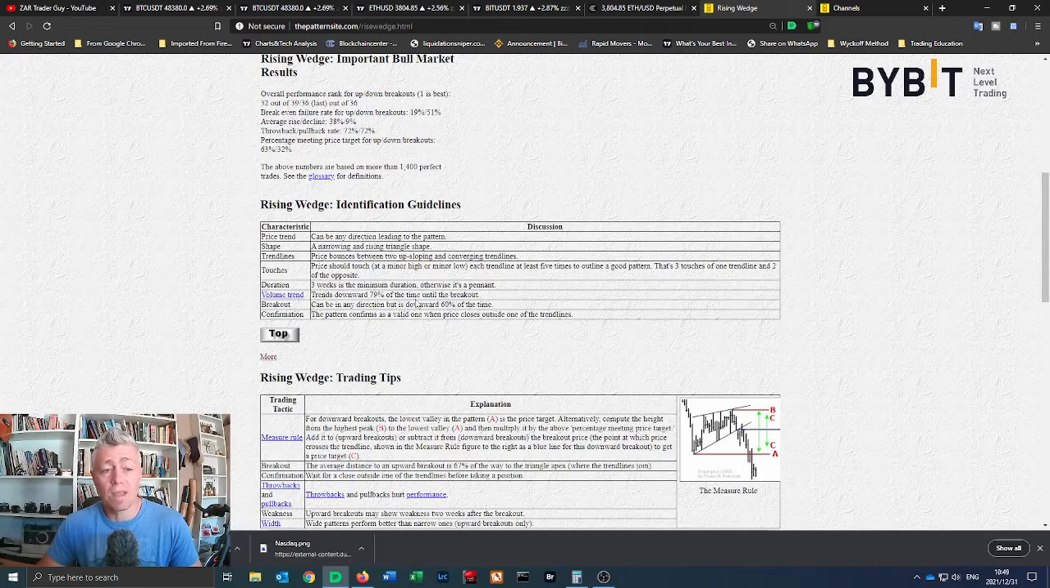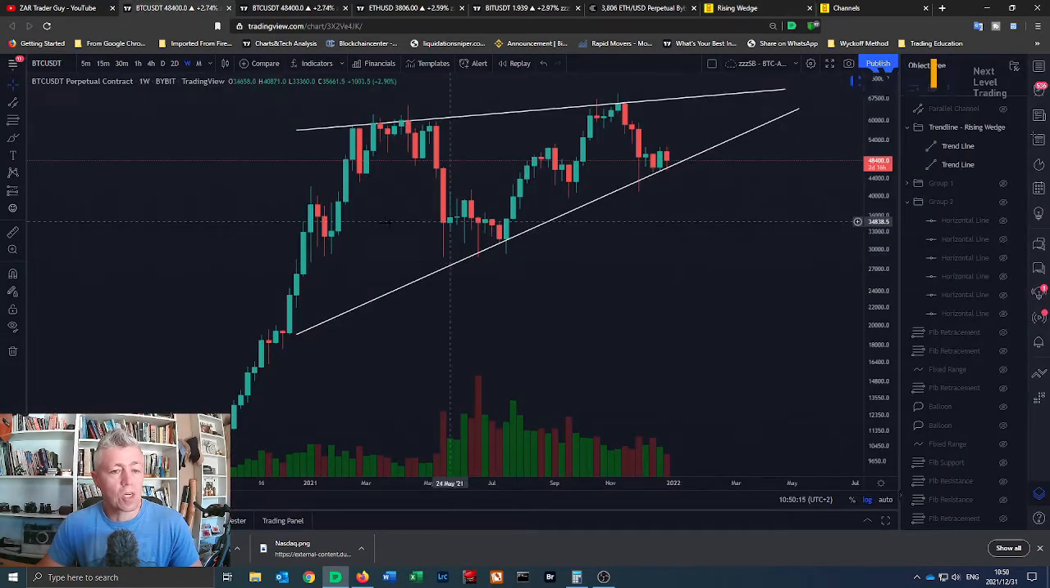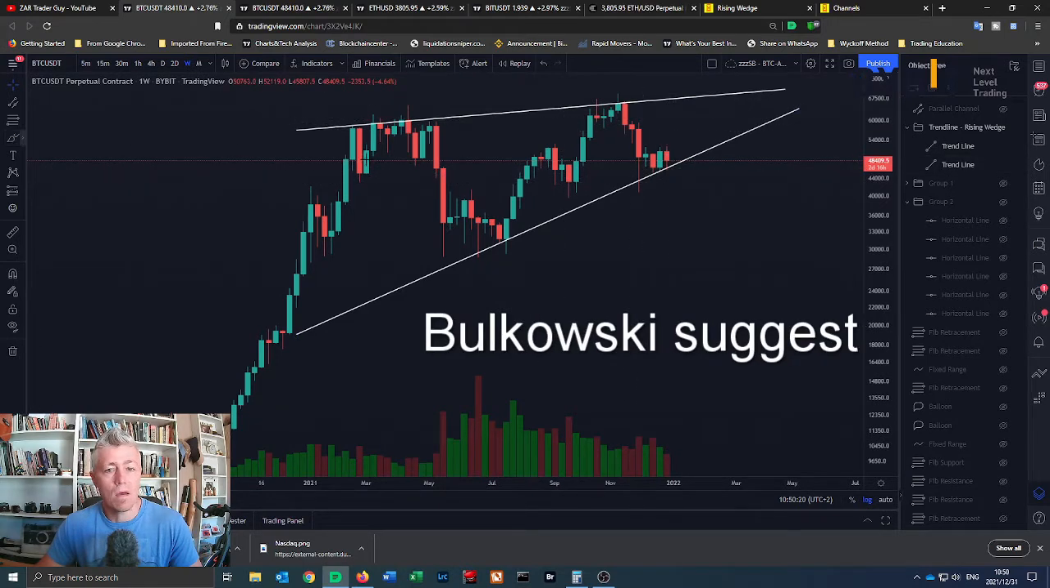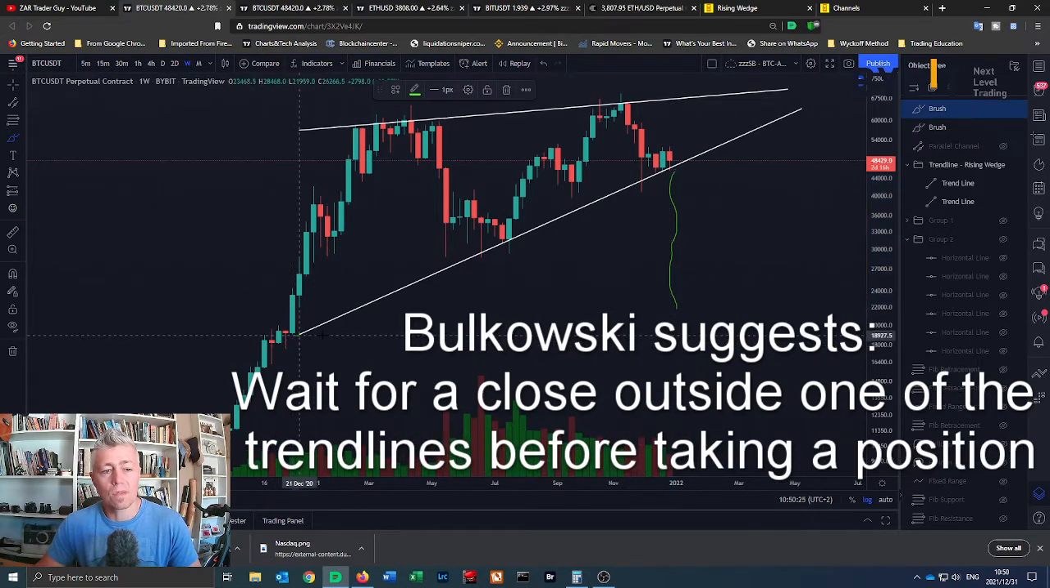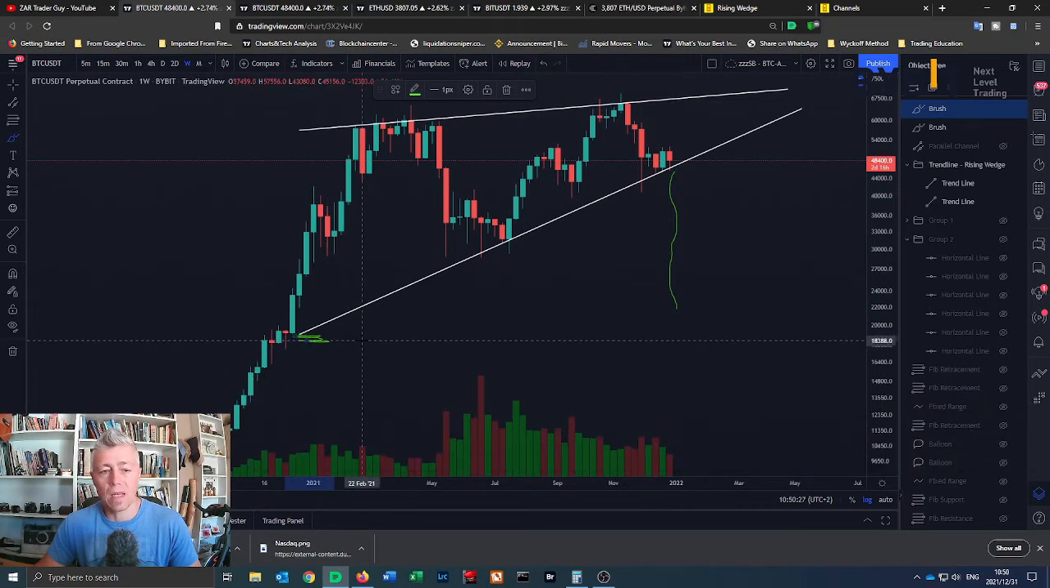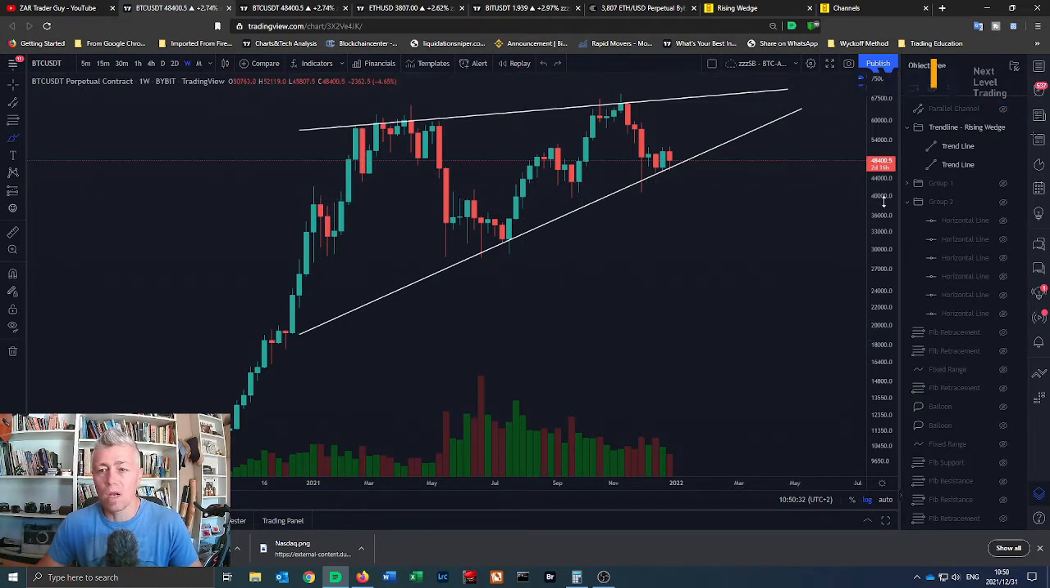It does trend downwards 79% of the time until the breakout. Can be any direction, but it is downward 60% of the time. The pattern confirms a valid one when the price closes outside the trend lines. I was actually looking at that pattern and thinking, if we see a break of this trend line here, we could see a really big move to the downside. Now the target normally is the start of the wedge, but that, as you can see, is the $19,000 area. I really don't think we are going to reach that, at least not in the short time frame.